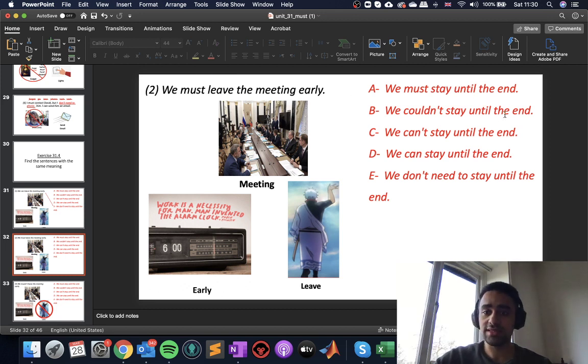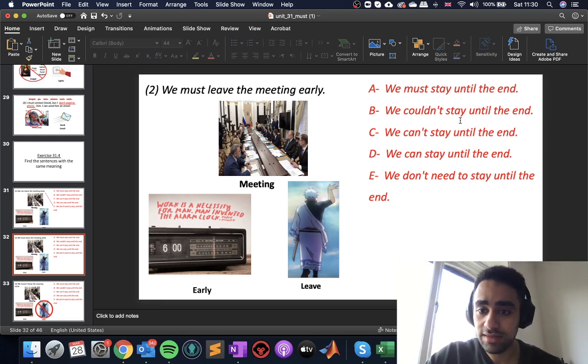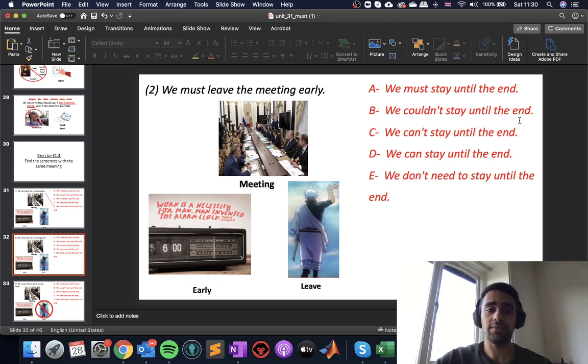We couldn't stay until the end means that's something in the past. But here, this is something in the present or future, like something in the present tense. So we can't use we couldn't. We can't stay until the end. So this means we cannot stay until the end. It is necessary to leave before the end, which is what the sentence we must leave the meeting early means.